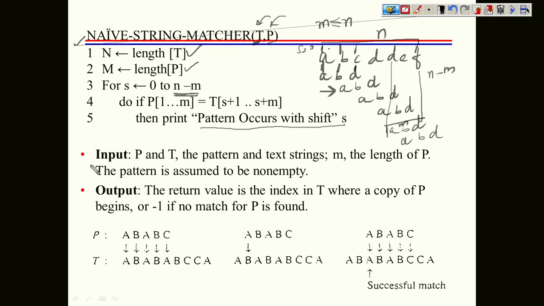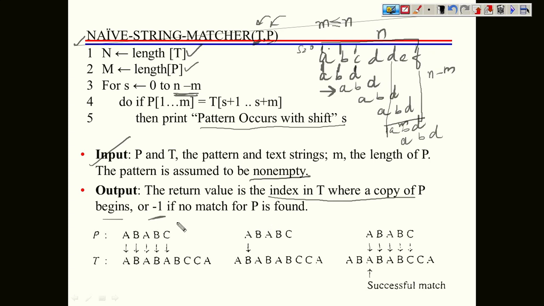So the input is p and t, and we need to pass the length of the text, and the pattern must be defined and must not be empty, because the pattern must have some size that we are looking for. And what we expect is the index of t where a copy of p begins. So if you find a valid shift, we want to find at which index we find a match, and if no match is found, then it will return -1.